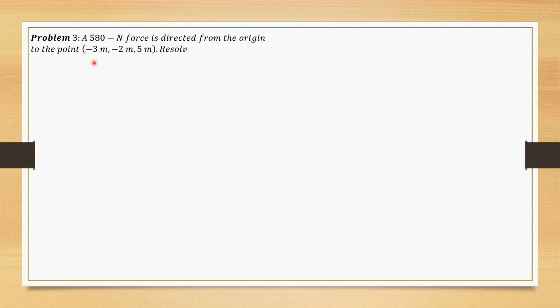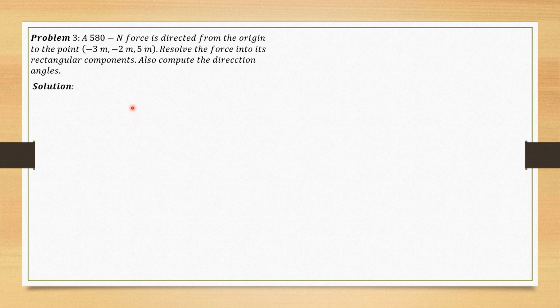For our next example, problem 3: a 580 Newton force is directed from the origin to the point -3 meters, -2 meters, 5 meters. Resolve the force into its rectangular components. Also compute the direction angles. So for the solution, actually you may not draw the figure. We can easily answer this because the force is directed from the origin to the point. So the x component of distance is -3, the y component of distance is -2, then the z component of distance is 5.